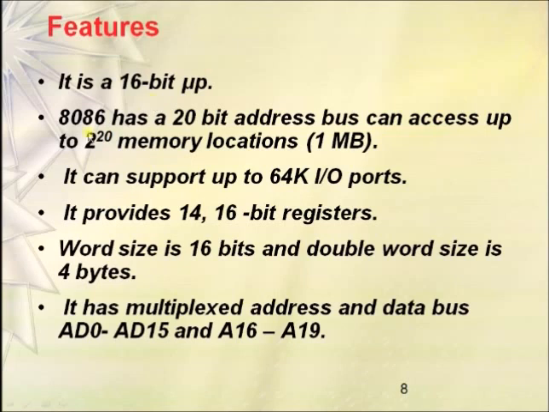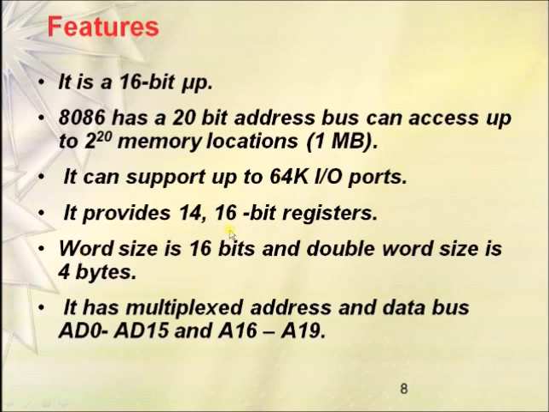The 8086 has a 20-bit address bus and can access up to 1 MB of memory. As it has 20 address lines, it can access up to 1 MB of memory, so this 1 MB of memory can be interfaced to the 8086 processor. 2 power 20 is nothing but 1 MB. It can also support up to 64K input output ports. We'll discuss this particular feature when we come across the 8255.